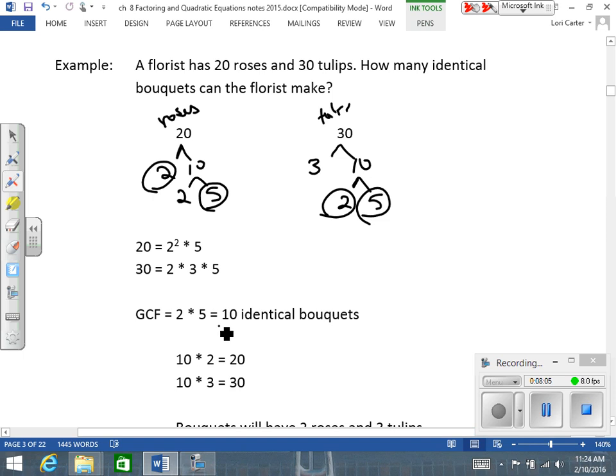So 2 times 5 is 10, so I can make 10 identical bouquets. Good? Because that's what they have in common. If I get 10 bouquets, how many roses are going to be in each one? 2. How'd you figure it out? Because 20 divided by 10 is 2. But look at here. If I cross off what they had in common, what was left? 2. So how many tulips are there? If I cross off the 2 and the 5, I have 3 tulips. So each one of my bouquets will have 2 roses and 3 tulips.